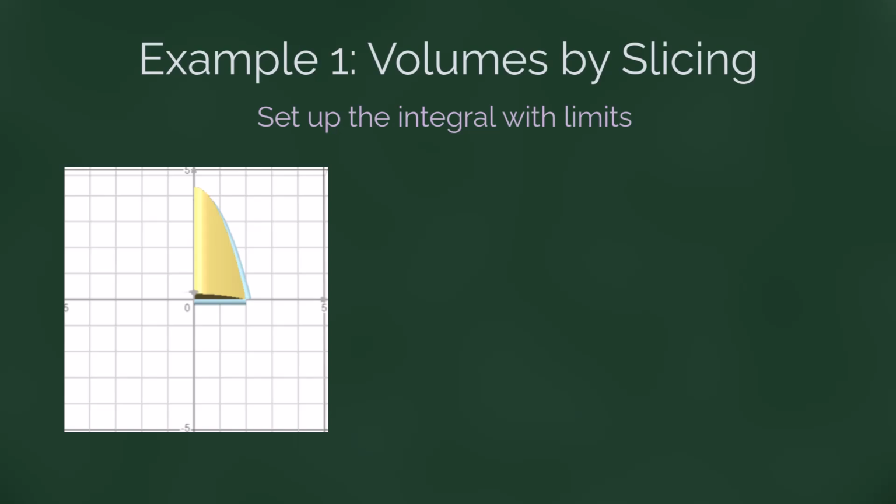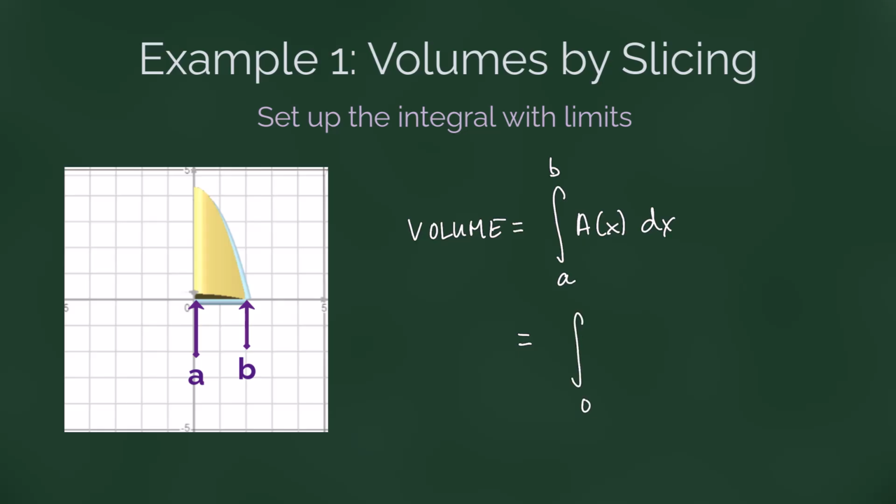Now that we have an appropriate formula for the area of any cross-section, we need to figure out the limits of integration in order to set up our integral. Because we're slicing perpendicular to the x-axis, we can see that a is going to be our leftmost value and b is going to be our rightmost value. In this case, a is 0 and b is 2. So our volume now becomes the integral from a to b of A of x dx, where A of x is the area of any cross-section. So this is the integral from 0 to 2 of negative x squared plus 4, all squared, dx.